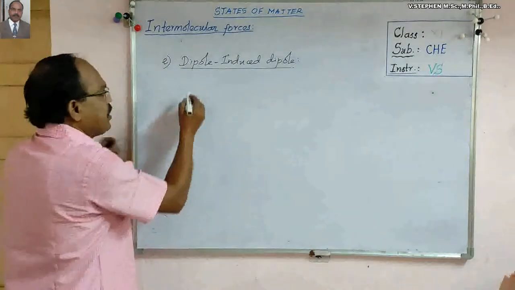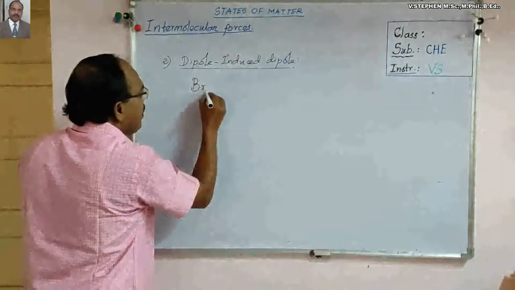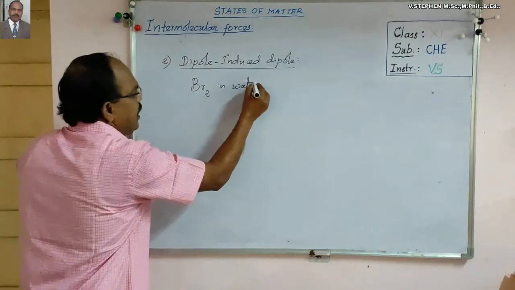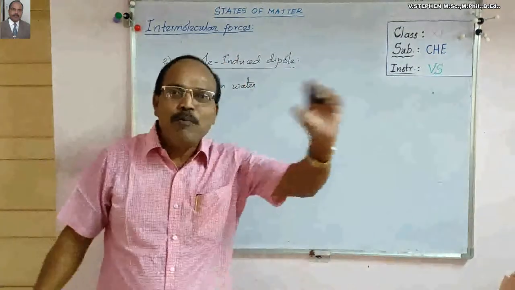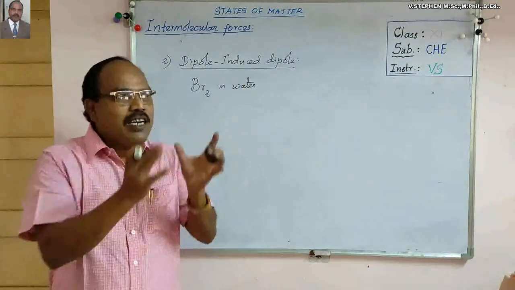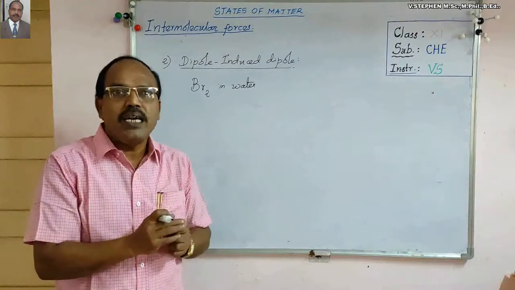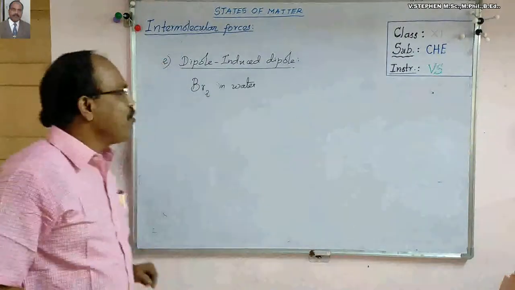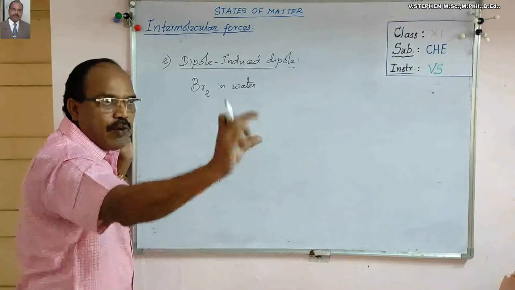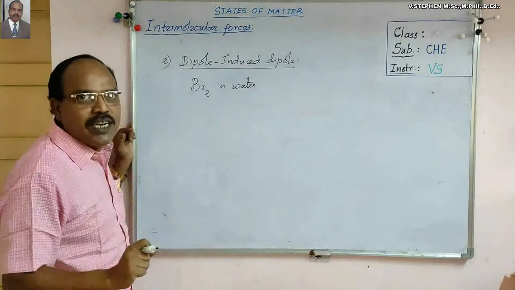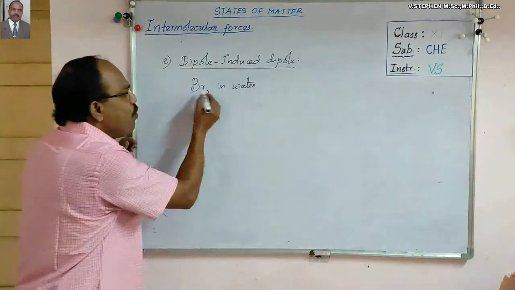Now I am giving you one example, bromine in water. When you go to the laboratory, you will find a bottle containing bromine water. It is orange red in color. What do you understand from that? Bromine is soluble in water. That is why in reality you have bromine water. It is a transparent homogeneous solution. That means bromine is soluble.